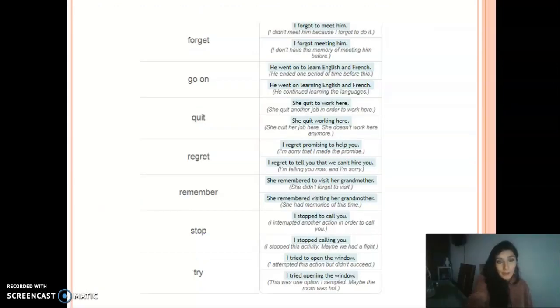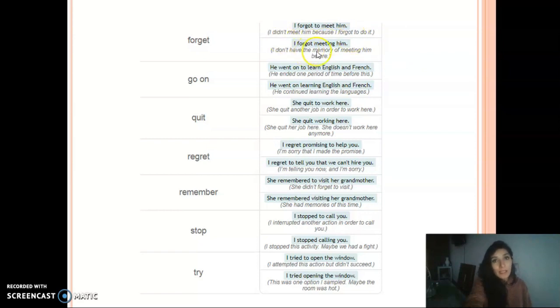In fact, here we have some different verbs that accept infinitives and gerunds, but they change the meaning of the sentence. Here we have forget, go on, quit, regret, remember, stop and try. We're going to check until remember because we have already checked stop and try. So forget. I forgot to meet him. So it means that I didn't meet him because I forgot to do it.